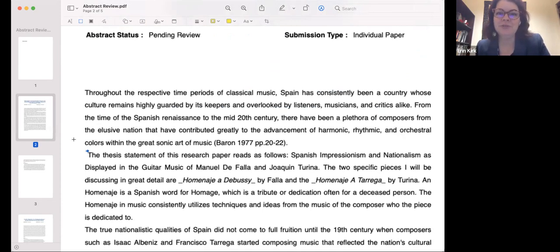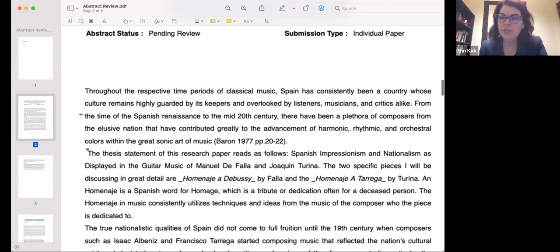So here we go. Throughout the respective time periods of classical music, Spain has consistently been a country whose culture remains highly guarded by its keepers and overlooked by listeners, musicians, and critics alike. I don't want to stop and talk about every single sentence, guys. We have other things to do with our time, but this is one of those sentences that I have commented on before: it is not a provable sentence. If you just say something like, this has been overlooked, we have no way of proving that exactly. So it's not a great way to start out. Anyway, let me go on.